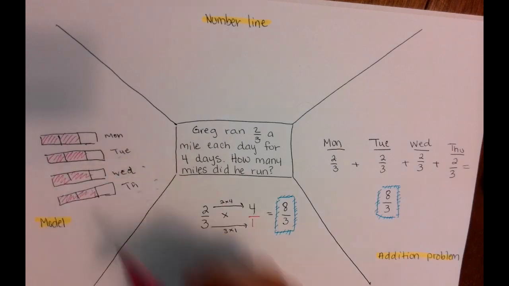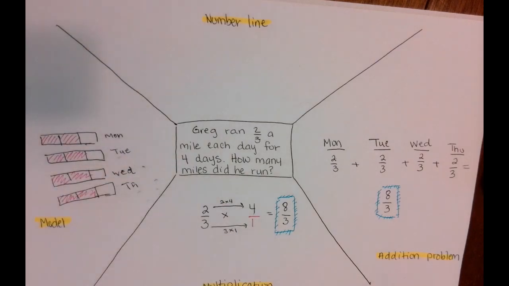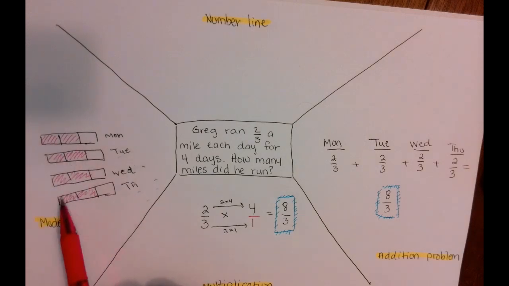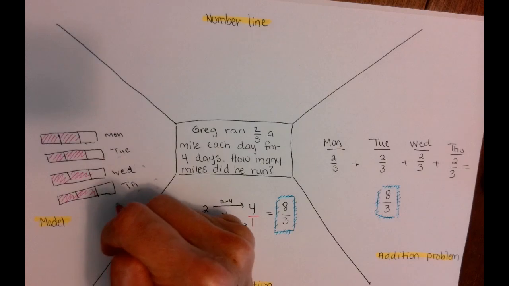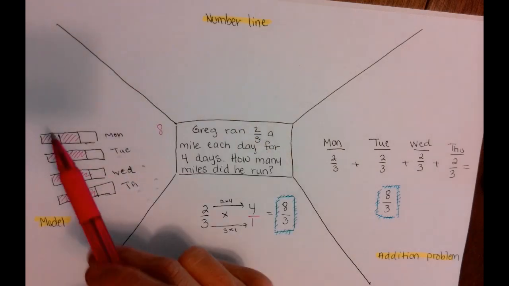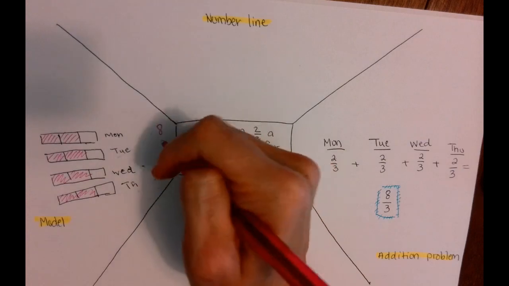Okay, so you can see that now I have my model shown for each day that he ran. All I have to do to find my answer is to add up each of the shaded regions. 1, 2, 3, 4, 5, 6, 7, 8. I have 8 shaded regions. And again, your denominator is not going to change. So even though I did it 4 times, it's still 8/3.